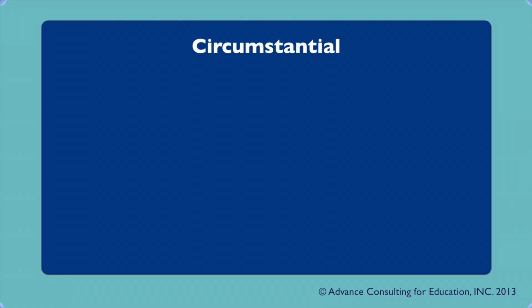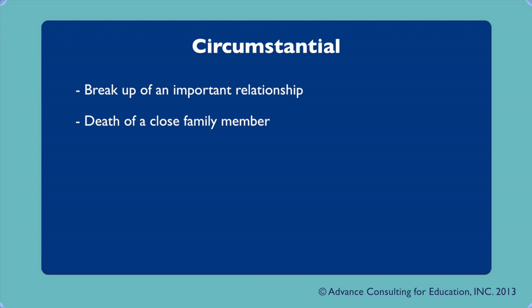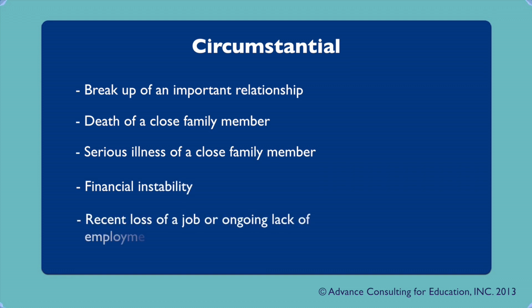Circumstantial factors that can cause aggressive student behavior include the following: the breakup of an important relationship, the death of a close family member, the serious illness of a close family member, financial instability, recent loss of a job, or ongoing lack of employment.